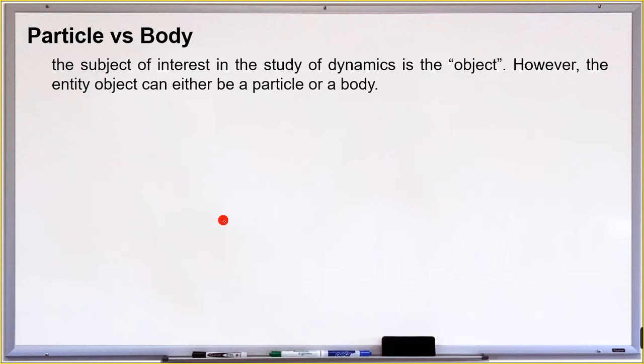Let's proceed to particle versus body. Now, in dealing with dynamics, of course, we need to have a subject of interest, and we call that the object. So in the picture shown earlier, we have the ICBM. The object here is the missile. In the car collisions, the objects are the vehicles. So the object is important. Of course, we cannot tell a motion without an object.